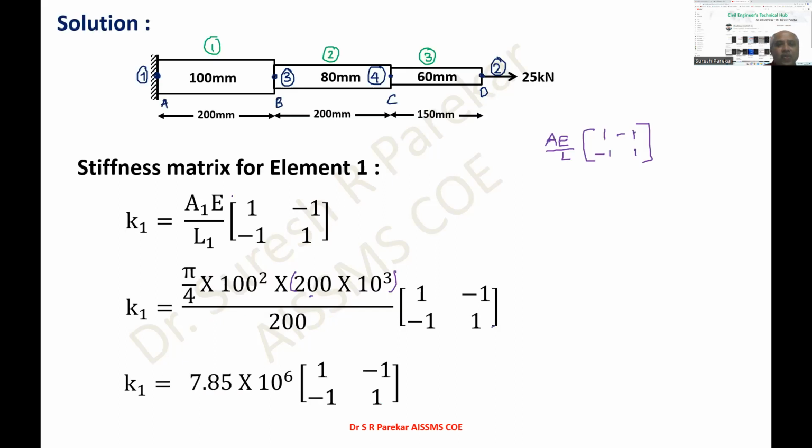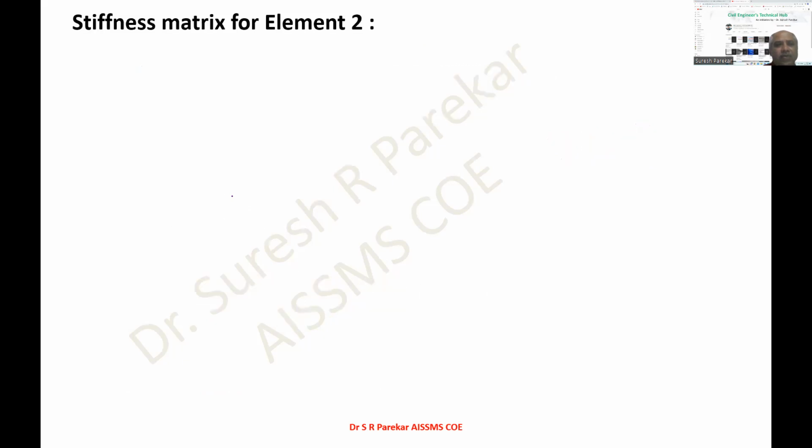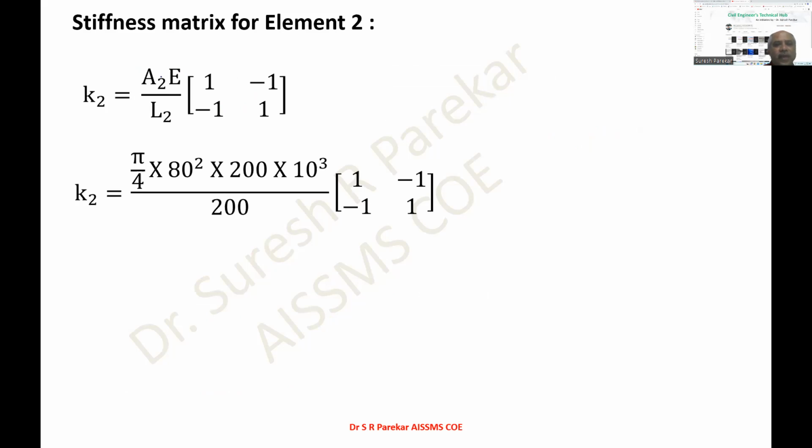Then we will go to element 2. Now we have 80 mm diameter, length we have 200. So K2, if we write, then A2E upon L2, [1 -1; -1 1]. And then we will substitute value pi by 4 into 80 square into 200 into 10 raised to 3 upon 200, [1 -1; -1 1]. And if we solve this, we will get value that is equal to 5.03 into 10 raised to 6, [1 -1; -1 1]. So this is K2. Now I am not taking any constant outside yet, because we have to find out which will be the smaller one.